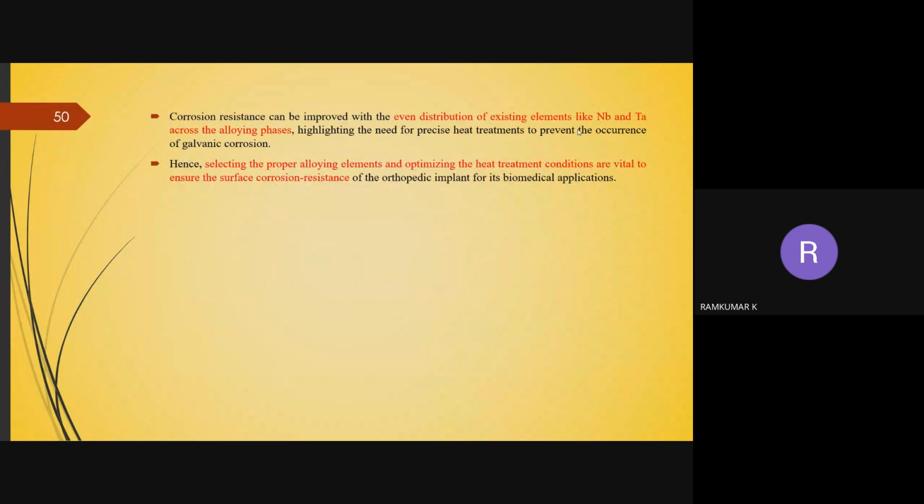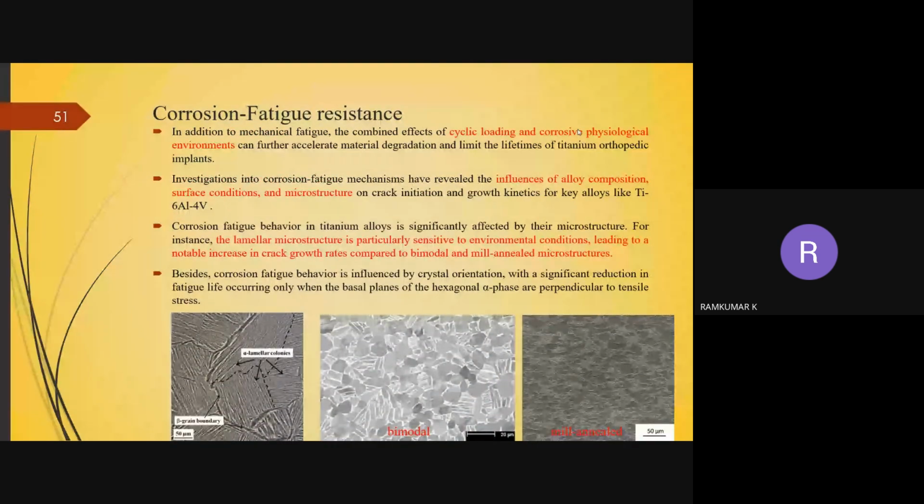As I said in the previous slide, the even distribution of the niobium and tantalum across the alloying phase will help to reduce the corrosion. So proper alloying elements should be chosen and optimized heat treatment should be made. The next one is about corrosion and fatigue. If both corrosion and fatigue take place, the material should resist.